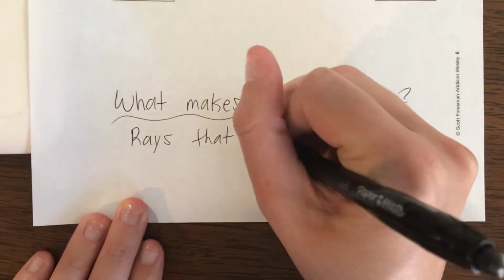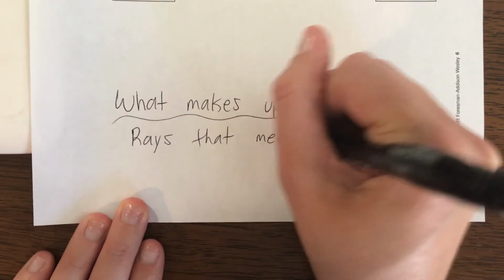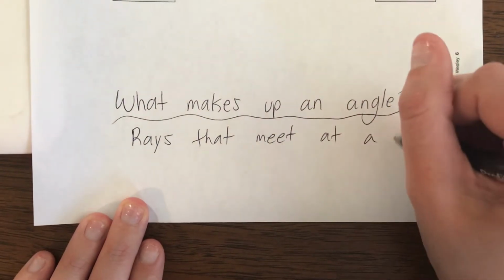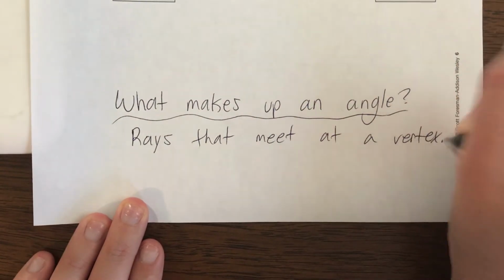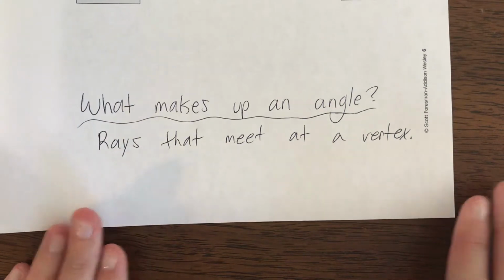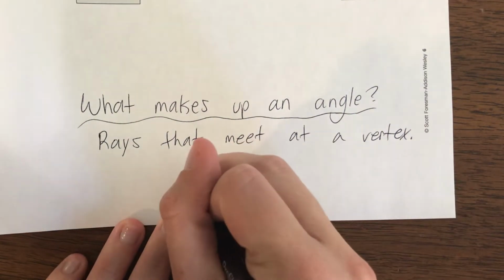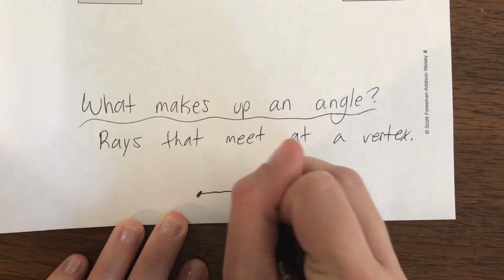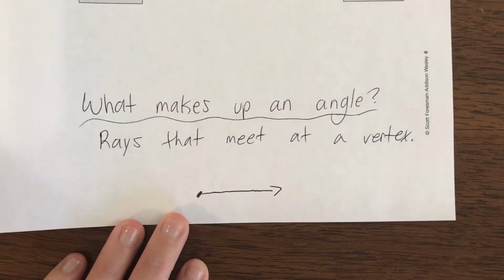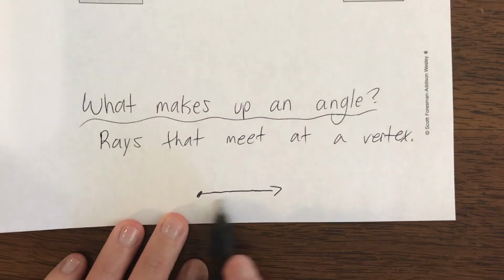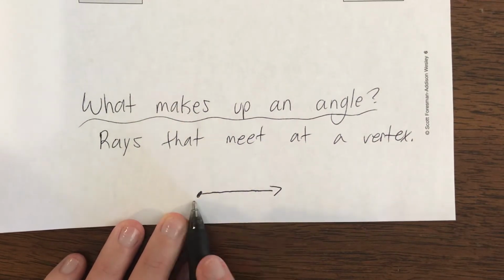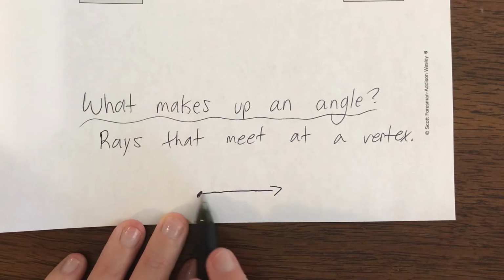And those rays meet at a vertex. So it's rays that meet at a vertex. So a ray is a variation of a line. However, it's going to have an endpoint, and then it's only going to go in one direction. So this is what a ray looks like. It's going to go one way. This is where our vertex is going to end up being.